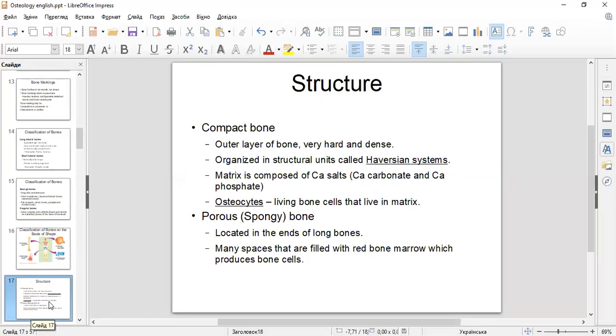Compact bone originates in structural units called the Haversian system. Matrix is composed of calcium salts, calcium carbonate, and calcium phosphate. Osteocytes are bone cells that live in the matrix.